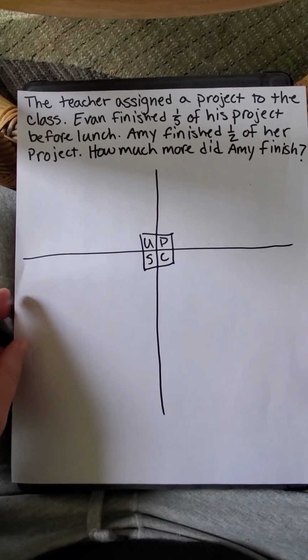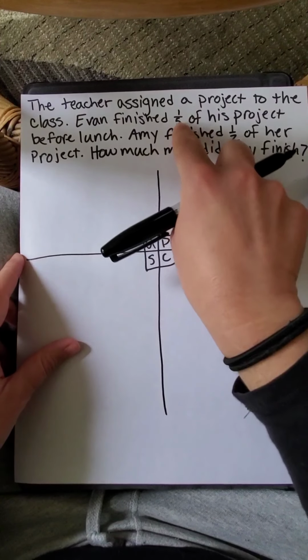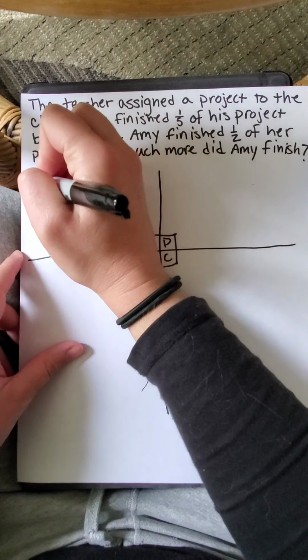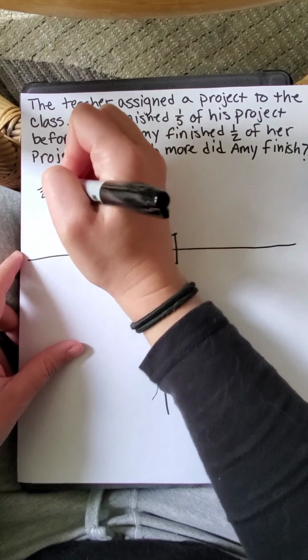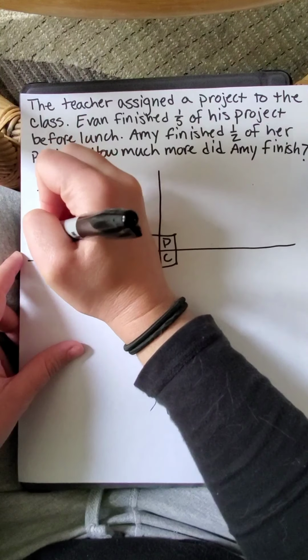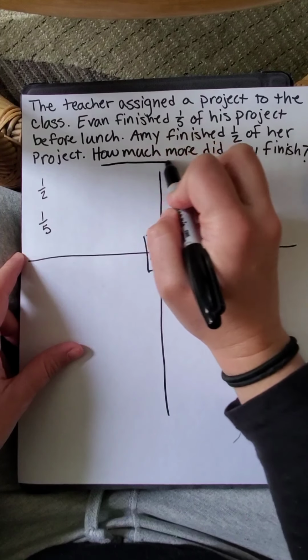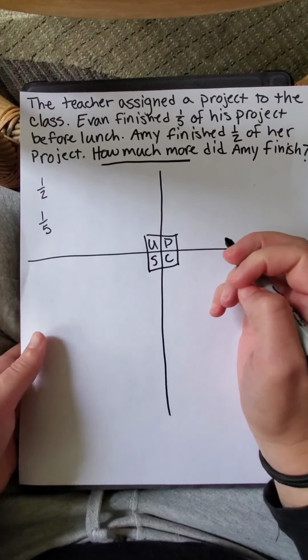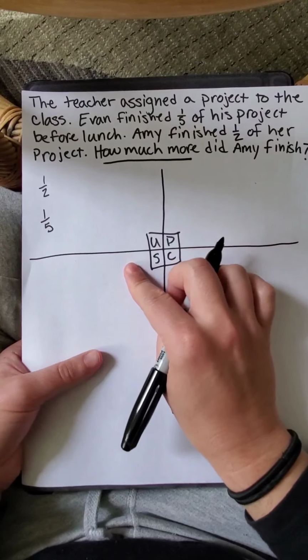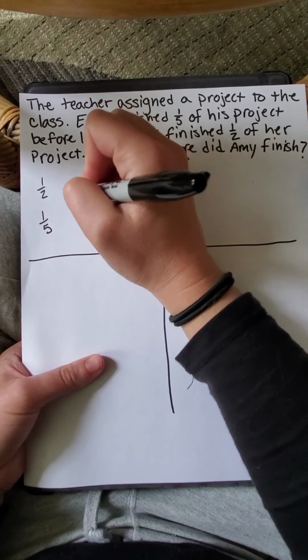So, what do I understand? Well, I have two fractions, 1/5 and 1/2. And then I have this question, how much more did Amy finish? Well, I know that how much more tells me I need to find the difference.